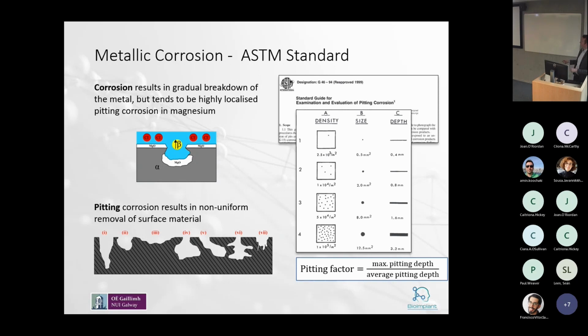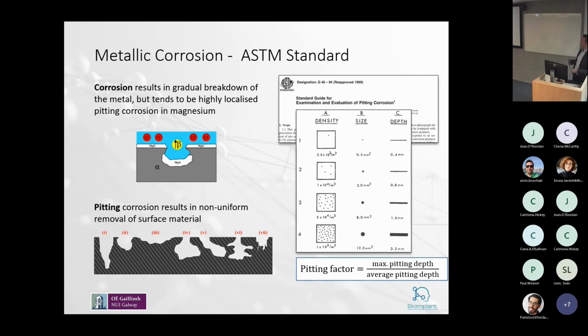They also have some other parameters defined within that standard, one of which is pitting factor. This is the maximum pitting depth over the average pitting depth, to try and get an understanding of the deviation in pits. So if this was your maximum pitting depth here, your average pitting depth might be somewhere here. So this structure might have a pitting factor of maybe 2 or 3.